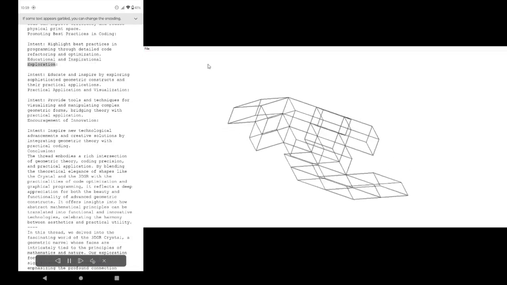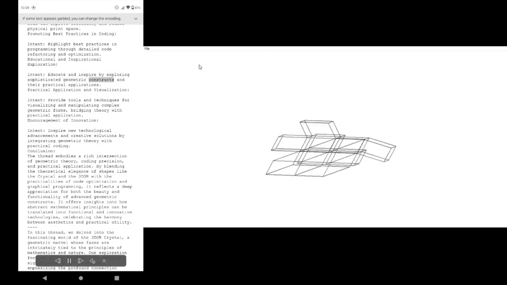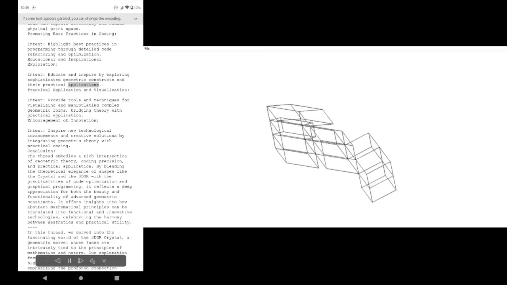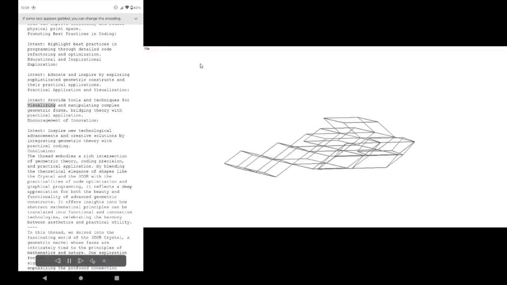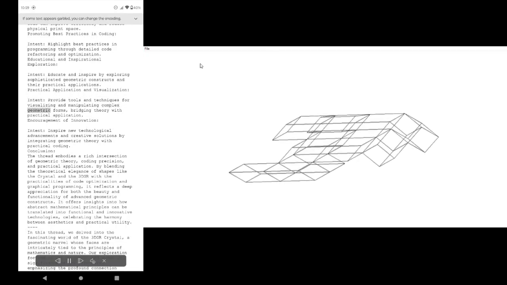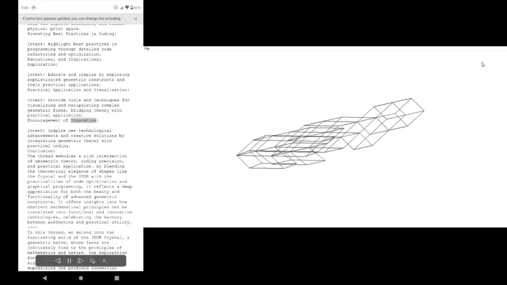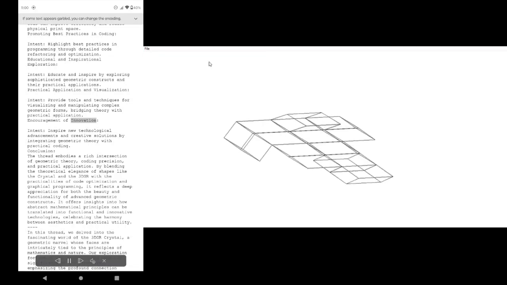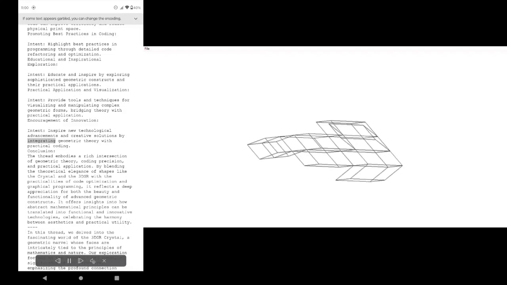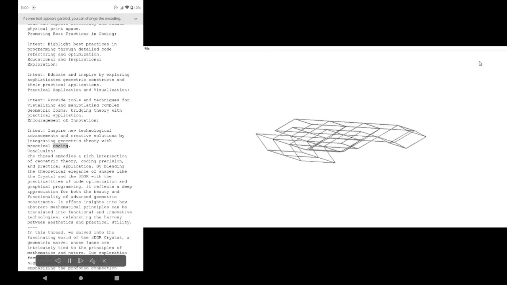Educational and inspirational exploration. Intent. Educate and inspire by exploring sophisticated geometric constructs and their practical applications. Practical application and visualization. Intent. Provide tools and techniques for visualizing and manipulating complex geometric forms, bridging theory with practical application. Encouragement of innovation. Intent. Inspire new technological advancements and creative solutions by integrating geometric theory with practical coding.